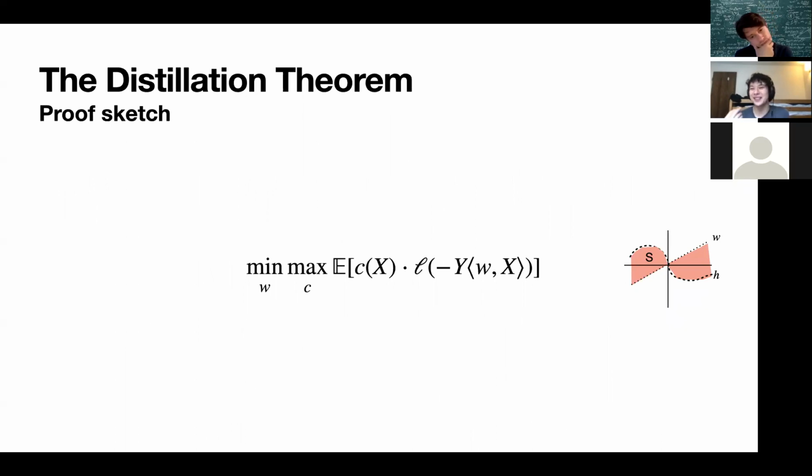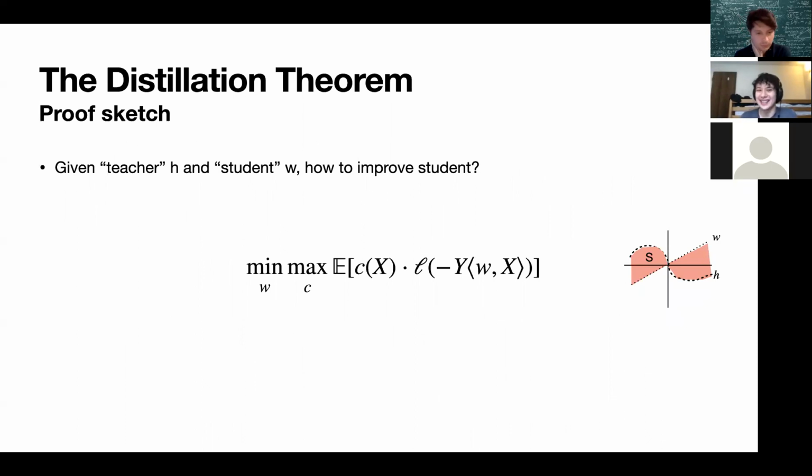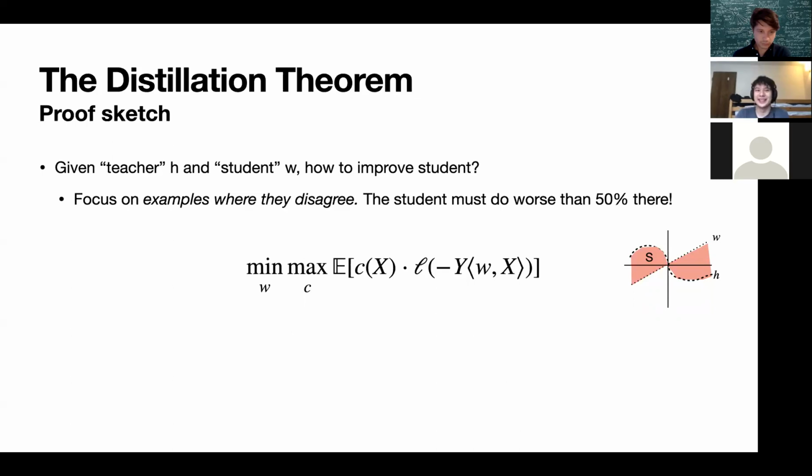So imagine I have a teacher H, which has really good accuracy. I have a student half-space W, which doesn't have very good accuracy. How should we try to improve the student W? Well, there's no point looking at examples where H and W agree, because even the teacher might be wrong on some of those examples. We don't have a good hint as to how to correct W. So instead, focus on the examples where they disagree.